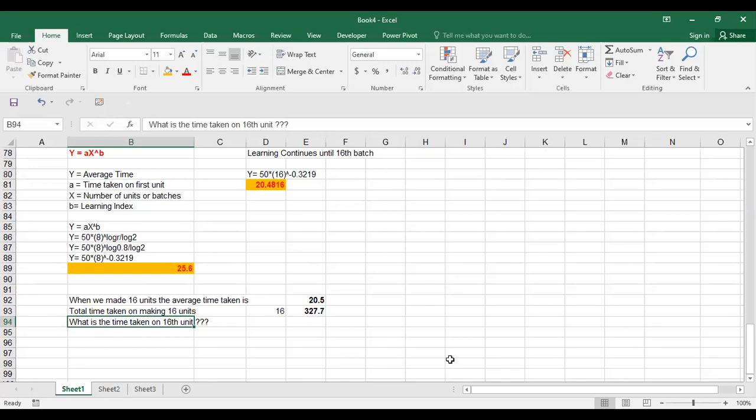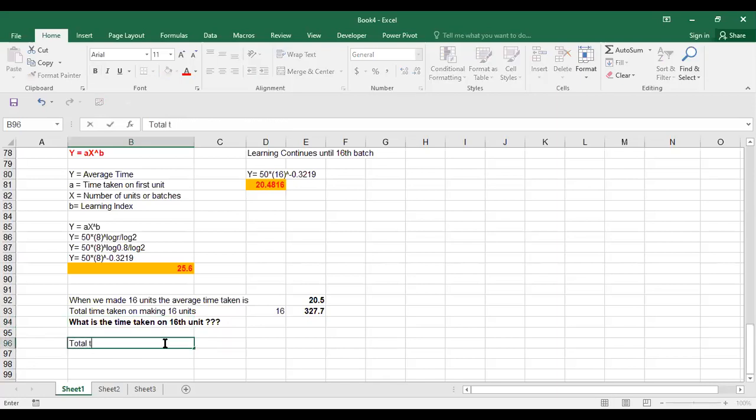Can somebody tell me? This is a very typical question, a very typical scenario which comes in the exam. The time taken on the 16th unit. Now, I know the total time taken on 16 units. If I can calculate the total time taken on 15 units, and then subtract it from the total time taken on 16 units, the difference is the time on the 16th unit, right? Do you understand my point?